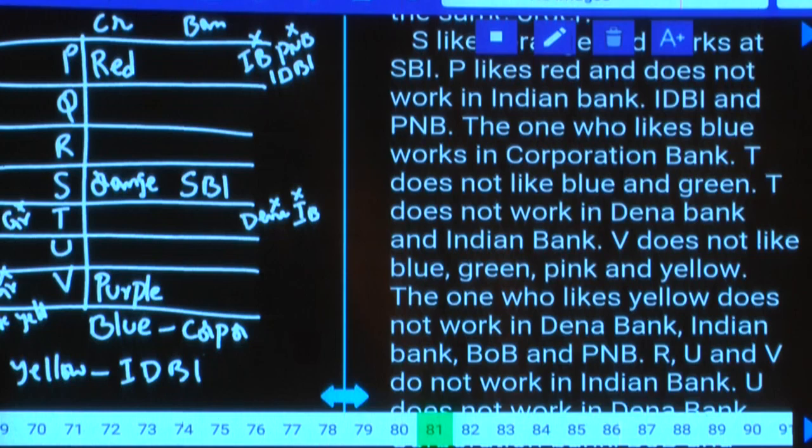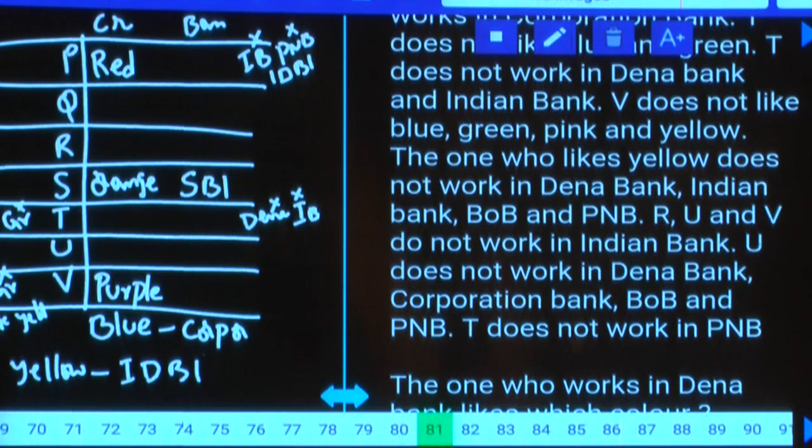The next one. R, U and V do not work in Indian Bank. R is not working in Indian Bank and U and V are also not working in Indian Bank. Hence, these persons R, U and V cannot work in Indian Bank. Now let us finalize who can work in Indian Bank, isn't it? Now if you observe here, this P cannot work in Indian Bank, isn't it?